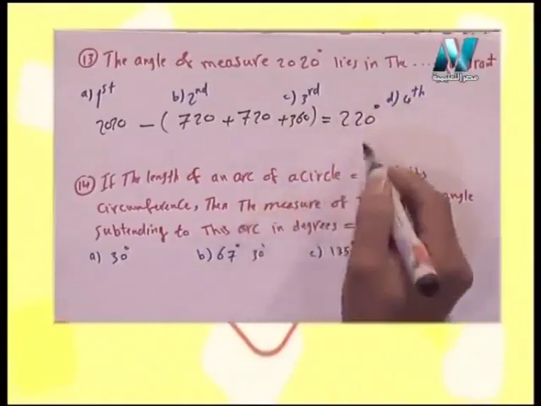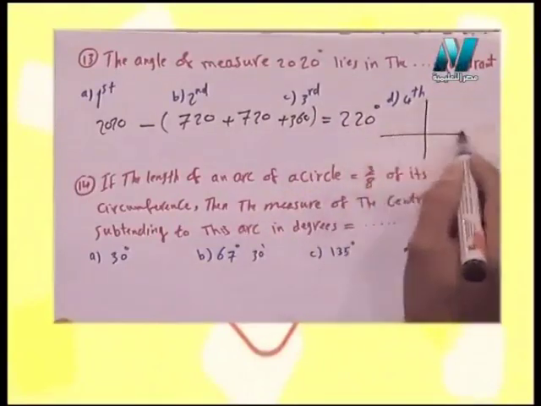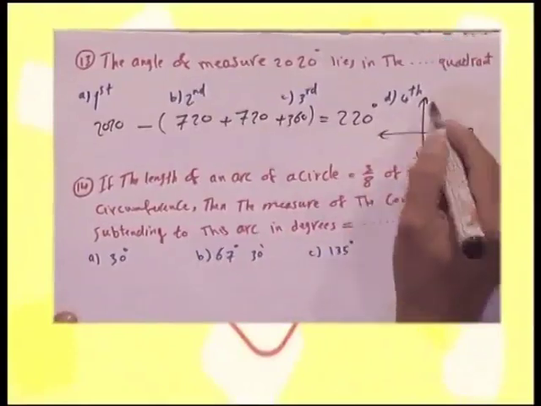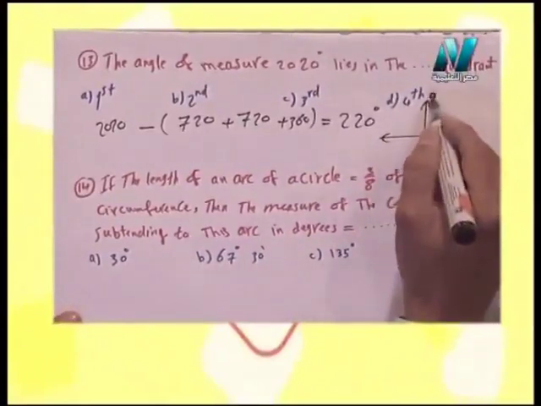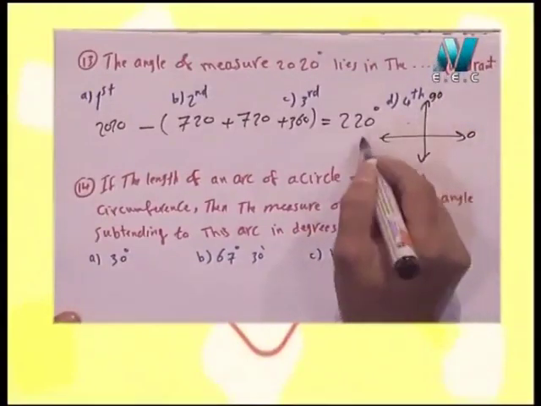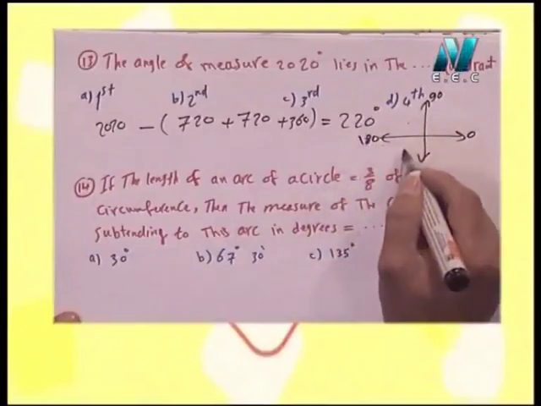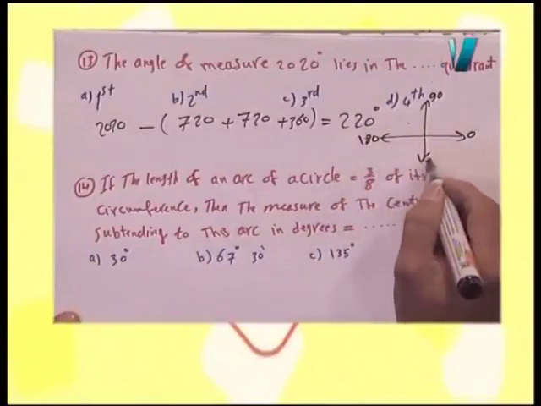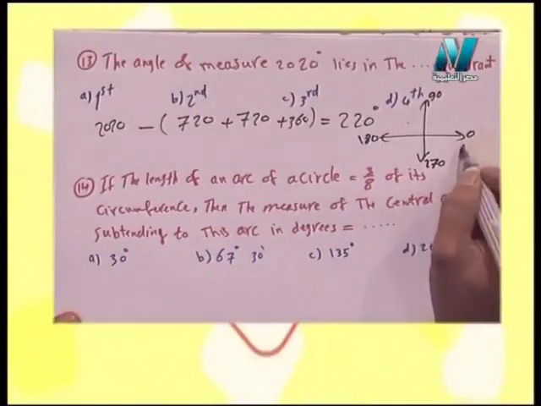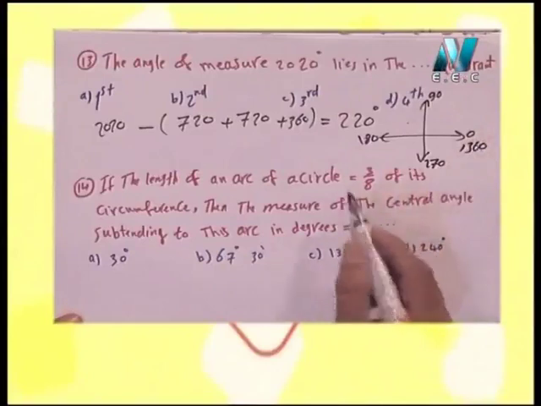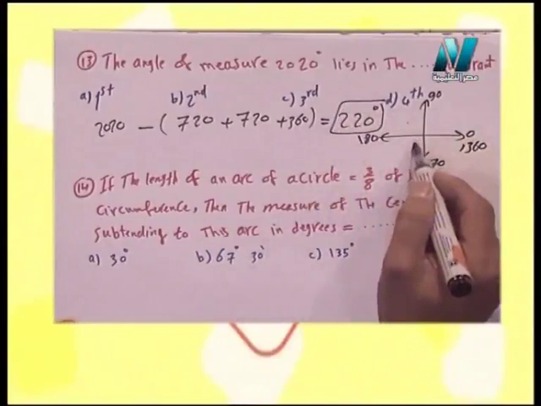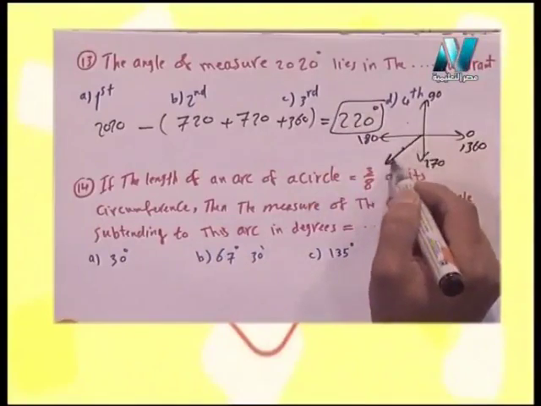Okay, 220, which quadrant does it lie in? We have the first quadrant here between 0 and 90. The second one is between 90 and 180. The third quadrant is between 180 and 270. The fourth is between 270 and 360. So where does this angle lie? Of course, it lies in the third quadrant.